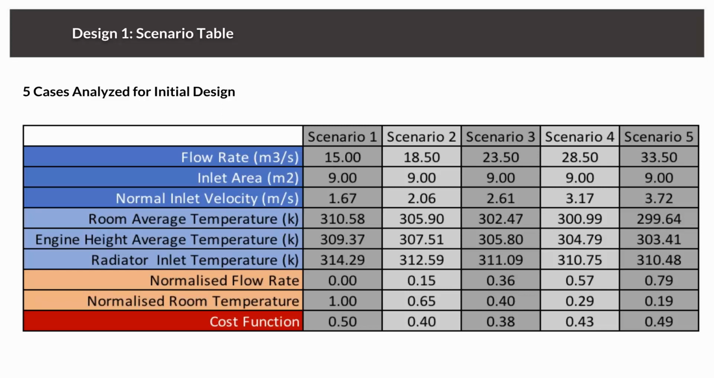We'll start with a very low flow rate, that is 15 cubic meters per second. We'll be increasing this to 18.5, 23.5, 28.5, and 33.5 cubic meters per second. The inlet area will stay the same since this is a part of the geometry we're working on. The second scenario will actually have a different inlet configuration. While having the normal inlet velocities, we'll be able to calculate the actual velocity that is entering into the room. And then with the results, we can calculate the room average temperatures, the engine height temperatures, and so forth. But this is to come.